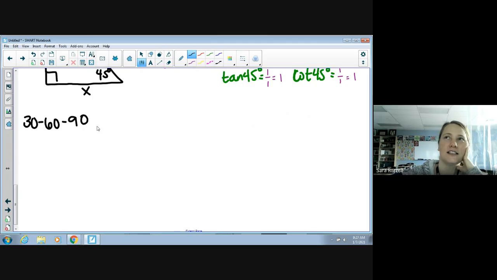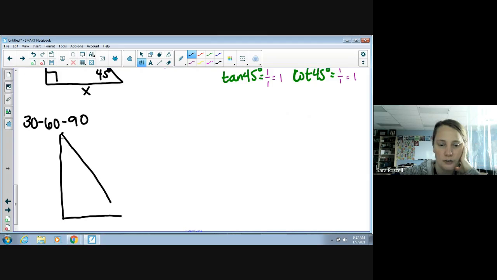So we have 30, 60, 90. One of your angles is 30 degrees, one is 60 degrees, and one is 90 degrees. The 30 is across from the short side, the 60 is across from the medium side, the 90 is across from the long side. And your pattern: x is across from the 30, 2x is across from the 90, and across from the 60 is x root 3.